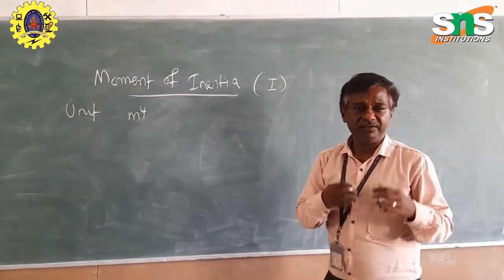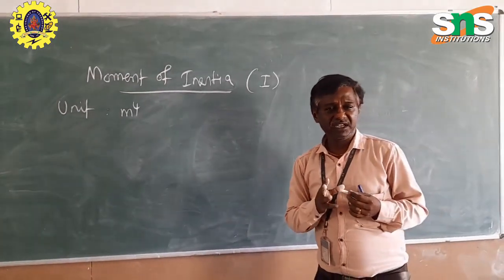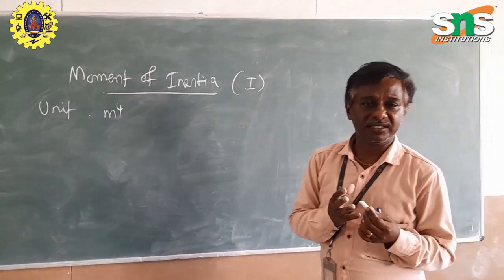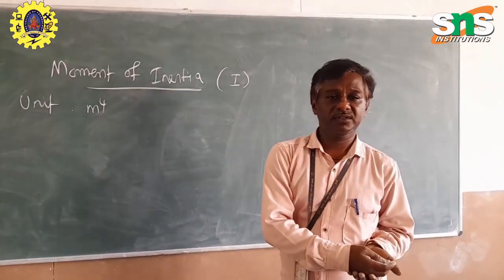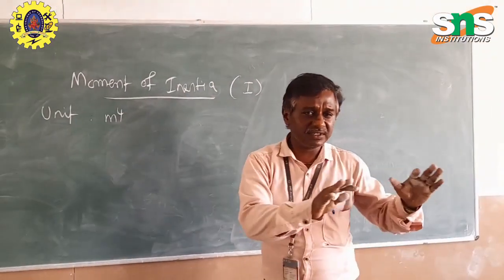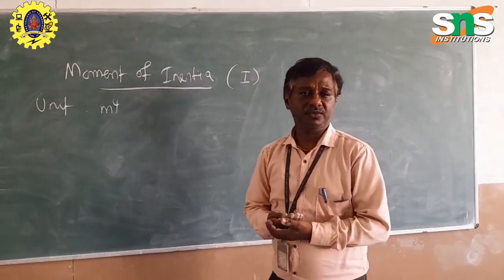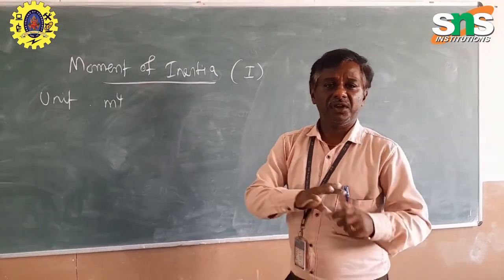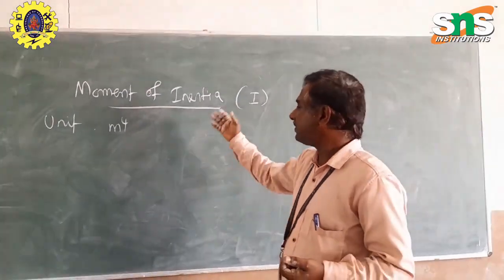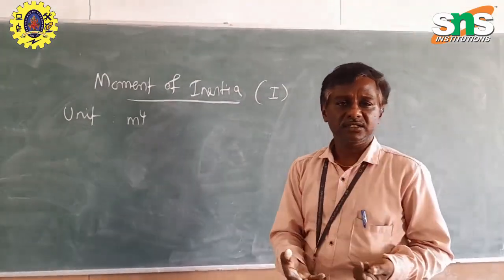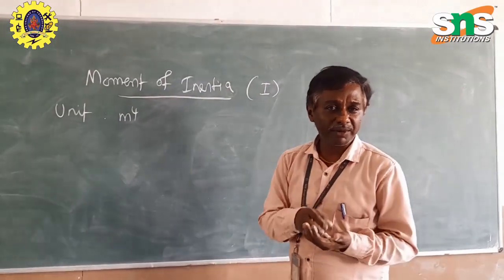By definition, in physics, how can we describe the moment of inertia? Moment of inertia is nothing but how difficult a body is to be rotated. Otherwise, it is the resistance a body gives to angular motion or angular velocity. If the value of moment of inertia is higher, there is much more difficulty in rotating a body. That is the moment of inertia.